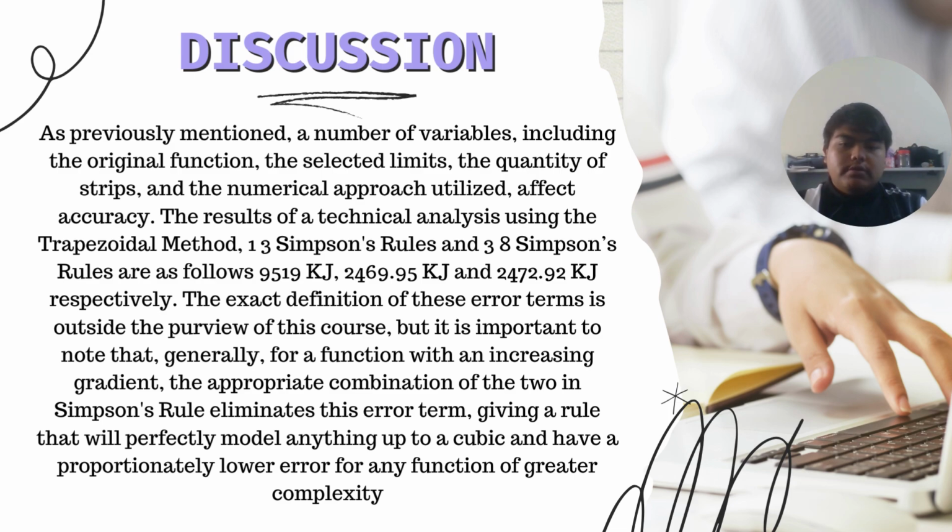The exact definition of these error terms is outside the purview of this course, but it is important to note that generally, for functions with increasing complexity, the appropriate combination of the two Simpson rules eliminates these error terms, giving a rule that is perfect up to the cubic and has a proportionally lower error for any function of greater complexity.